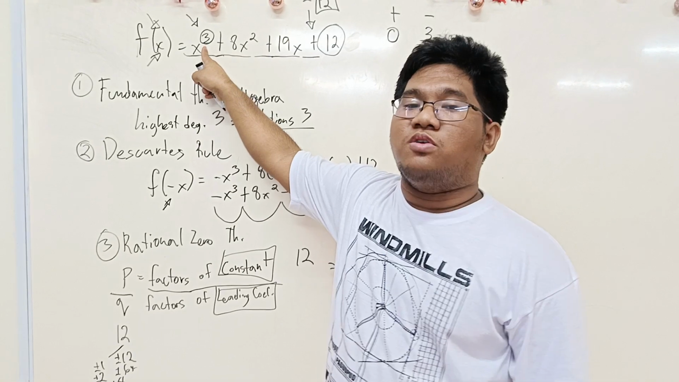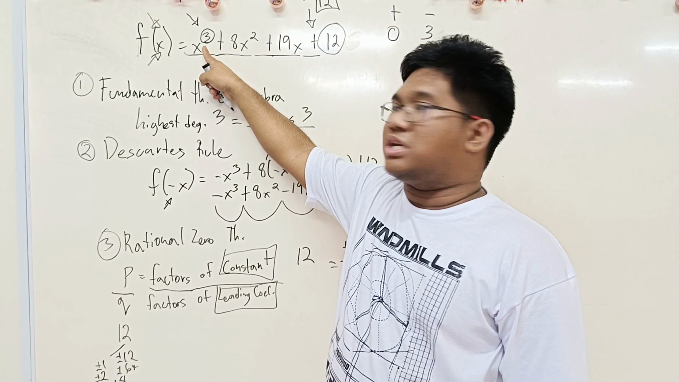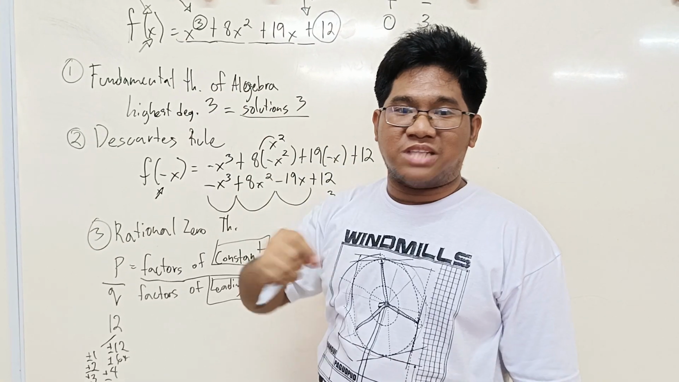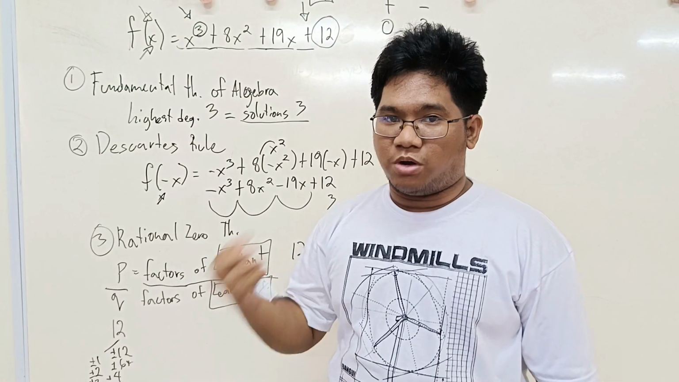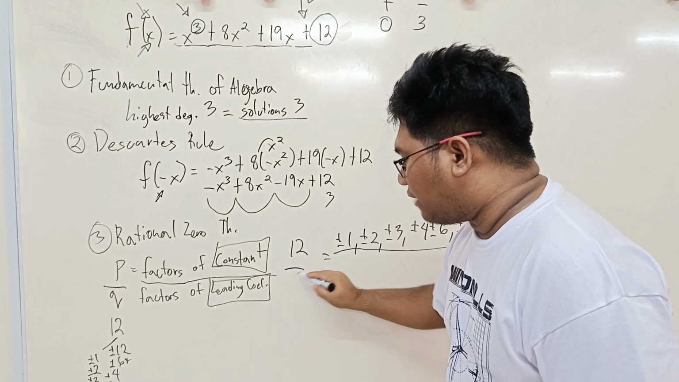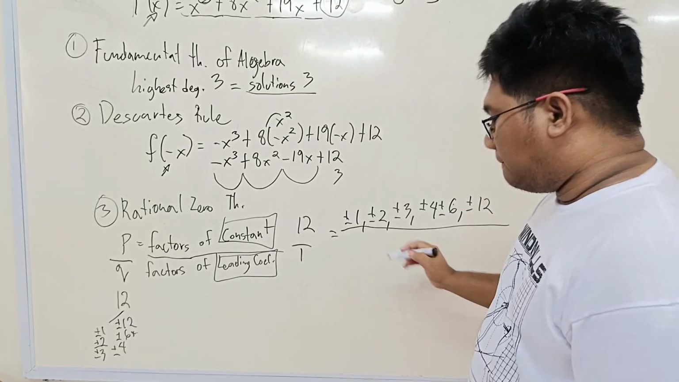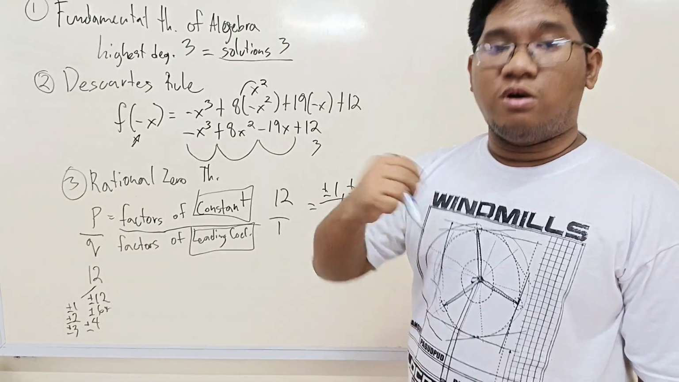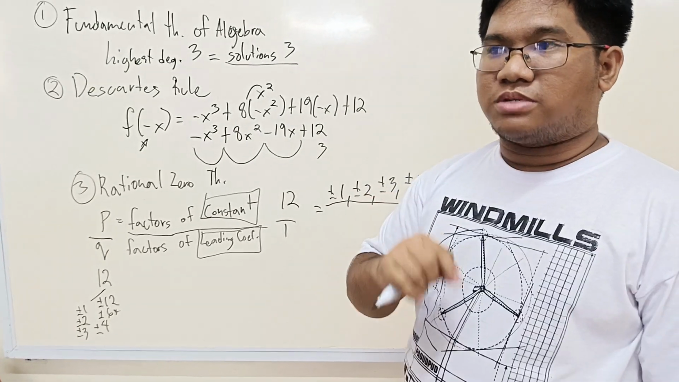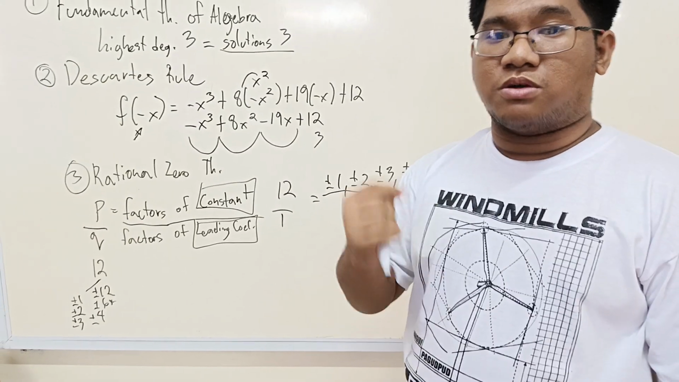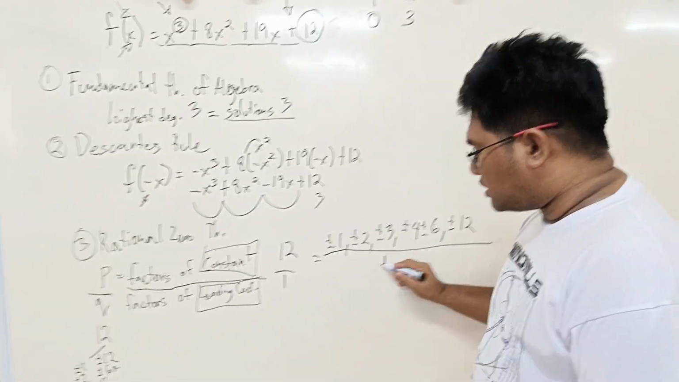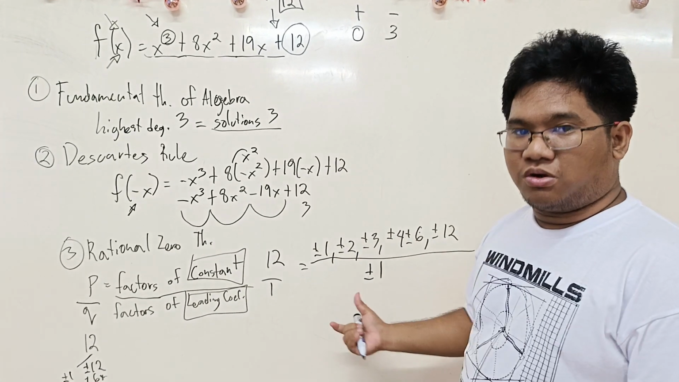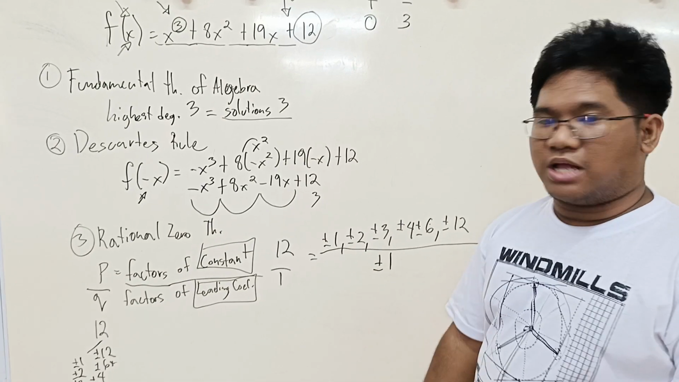Now, tingnan ninyo ano yung leading coefficient niya or ano yung coefficient na katabi ng x. That would be, so dahil walang number dito, that just means that is 1. Okay, meron tayong invisible 1. So, what are the factors of 1? Positive 1. Okay, what else? Negative 1. Diba? Kasi negative 1 times negative 1 would be also positive 1. So with that, we will have positive negative 1. So these are our rational zeros, or ito yung mga possible answers natin.